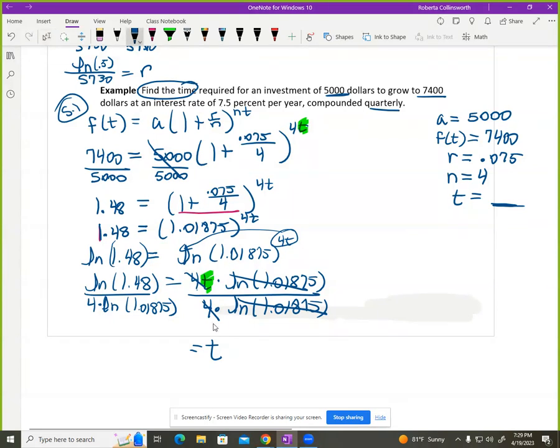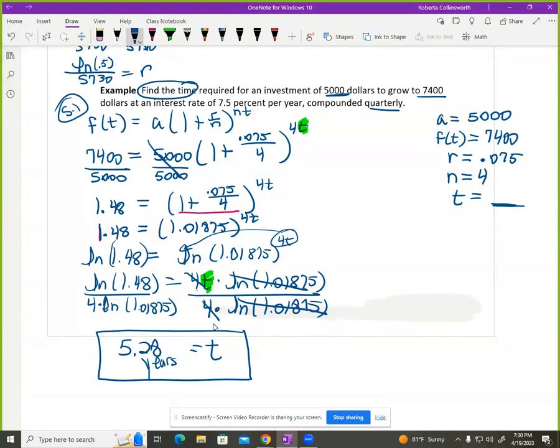So when y'all plug that into the calculator, you're going to get 5.28 years. It says find the time. The time is 5.28, required for this investment of $5,000 to grow to $7,400. So that's what we just found. We have to put that money in there and leave it alone for 5 and 1/4 years.